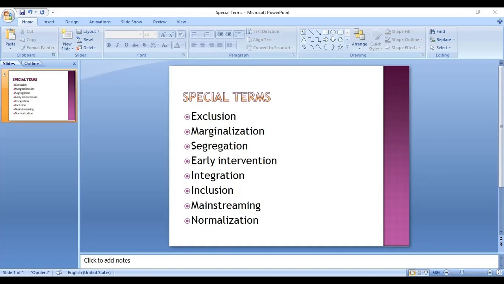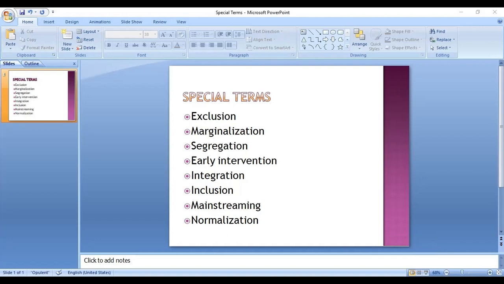So we are trying to get inclusion into the society. This is the best part of education, where children with special needs and different sects of the society are included into the general and normal classroom. So from marginalization, that is exclusion and marginalization, to segregation, and from there to integration, and from there to inclusion. So I will show you another slide where you will be able to understand better.